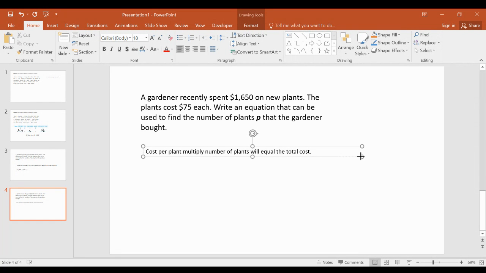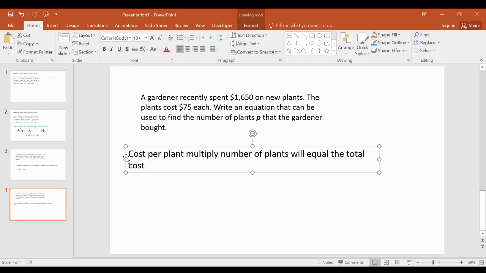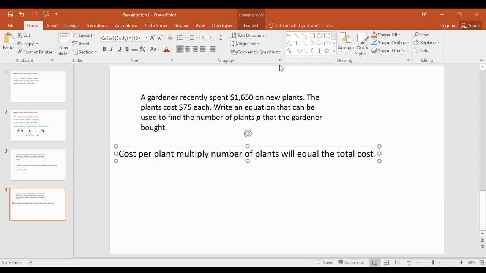I can take this statement that I pulled out and turn it into an equation. Let me make this a little larger. Okay. So here we go. All I'm going to do now is take my sentence that I pulled out and make an equation out of that. So the cost per plant is $75. I'm going to multiply that by the number of plants. That means I'm going to be using a multiplication sign.